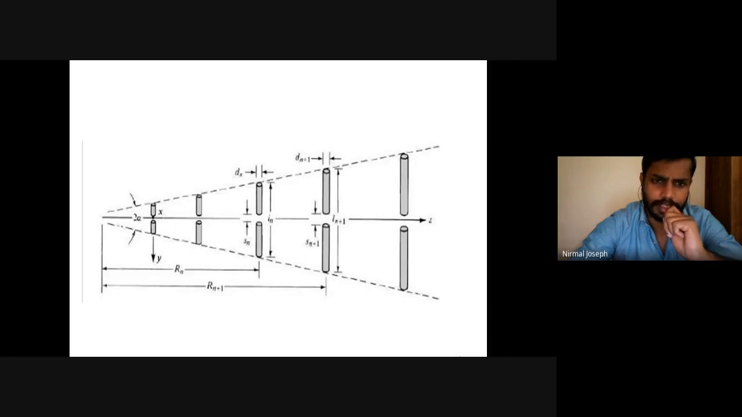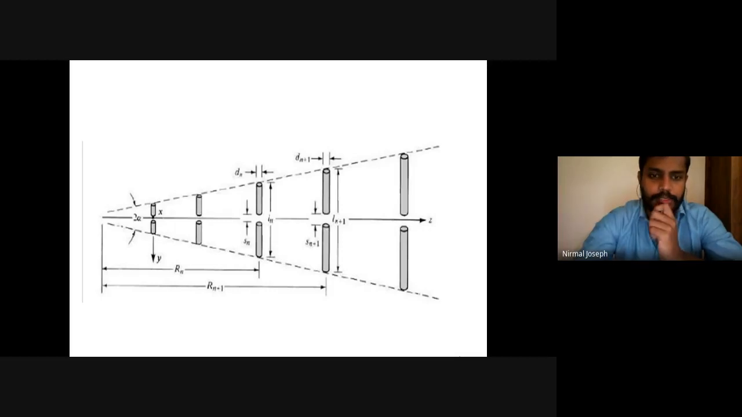If we draw a straight line, the top portion of all elements should fall on that straight line. Here also this is alpha, and this is also alpha. So this angle should be preserved, and this angle also should be preserved. In such a way, we have to deal with the arrangement.